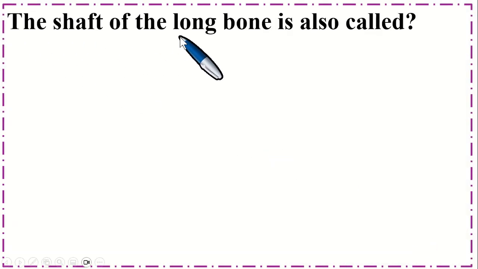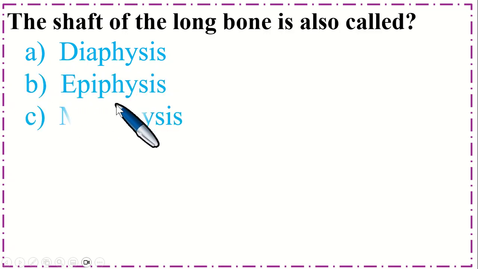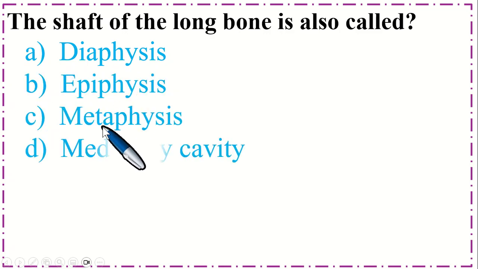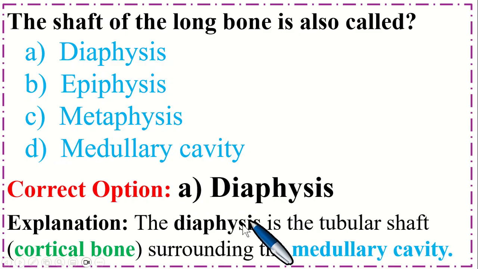The shaft of the long bone is also called option A, diaphysis, B, epiphysis, C, metaphysis, and option D, medullary cavity. So the correct option is A, diaphysis. The diaphysis is the tubular shaft of cortical bone surrounding the medullary cavity.